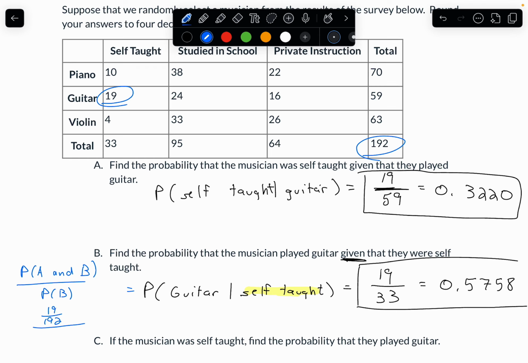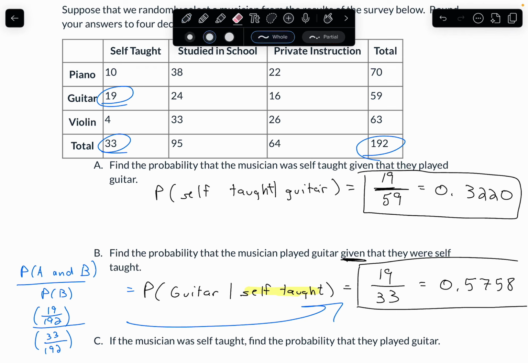And then divided by the probability of B, the probability of my given, that's this part, the probability that they were self-taught. Well, I had 33 of those individuals out of a total of 192. Now, if I divide these out, and if you're going to do that, be careful, make sure you use parentheses around these when you're using the calculator, you should end up with the exact same answer that you did over here.